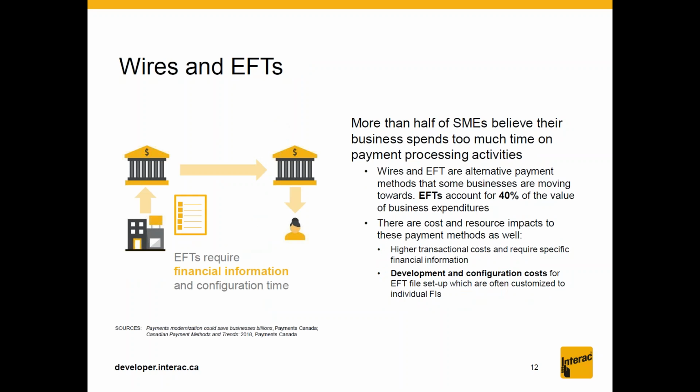So with the majority of SMEs using cash and checks to make and receive business payments and product purchases, it's no wonder that half of SMEs believe their business spends too much time on payment processing activities. Wires and EFTs are alternate payment methods that some businesses are moving towards. And by EFT, sometimes known as AFTs or ACHs, we're talking about direct debits and direct credits.